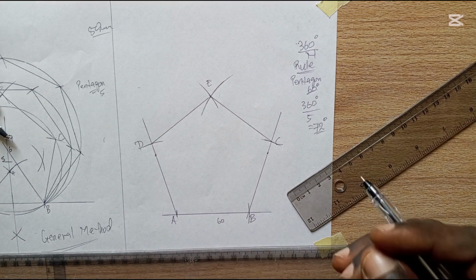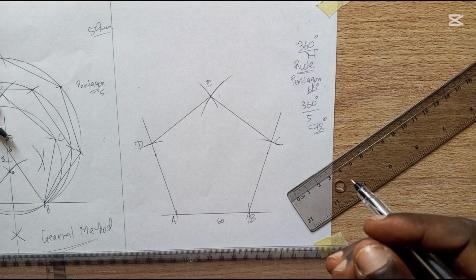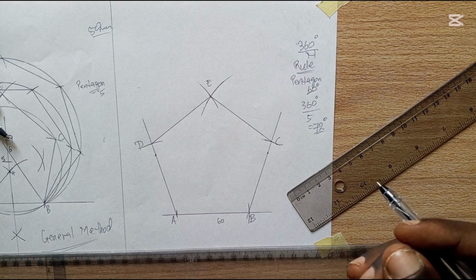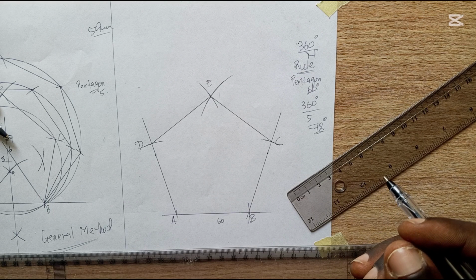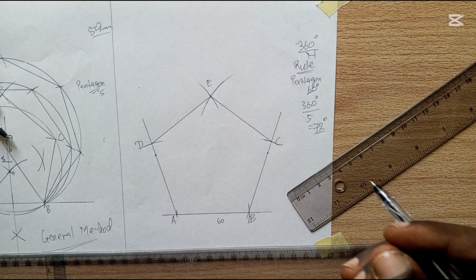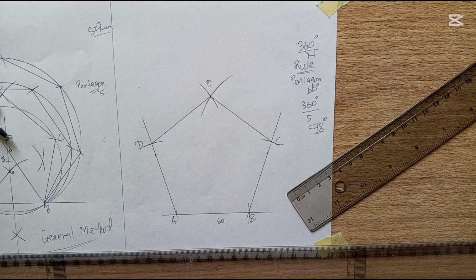So this is another method you can use to construct a pentagon. In my next class, I will show you how to use the 60-degree set square to construct a hexagon.